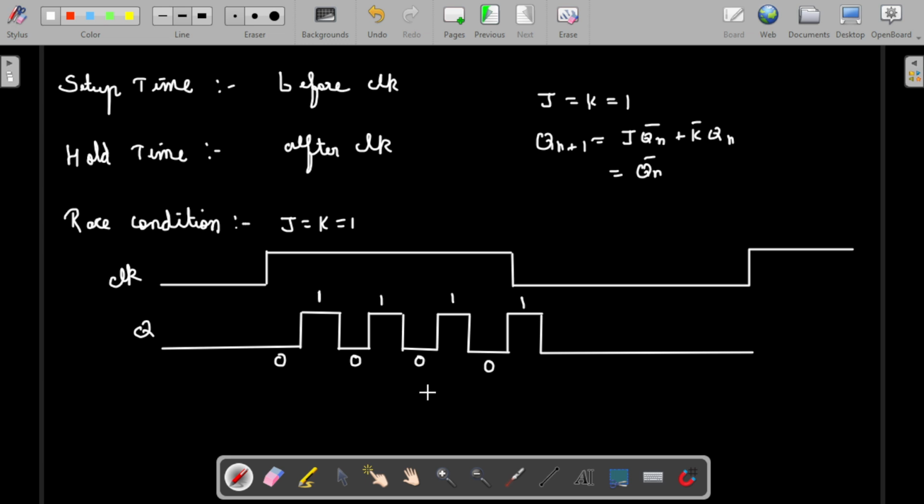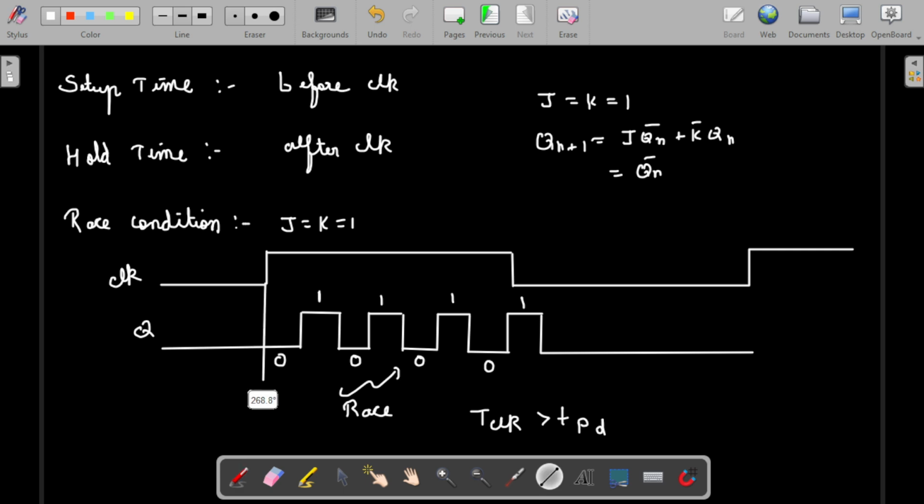Okay, so this is the condition where for a single change in the input, the output is changing multiple times. So this is not expected, right? This condition is called the race condition. There are some criteria for the existence of the race condition, and also to avoid it. The thing is that T clock is much greater than the propagation delay, which is TPD. Propagation delay is nothing but this delay.